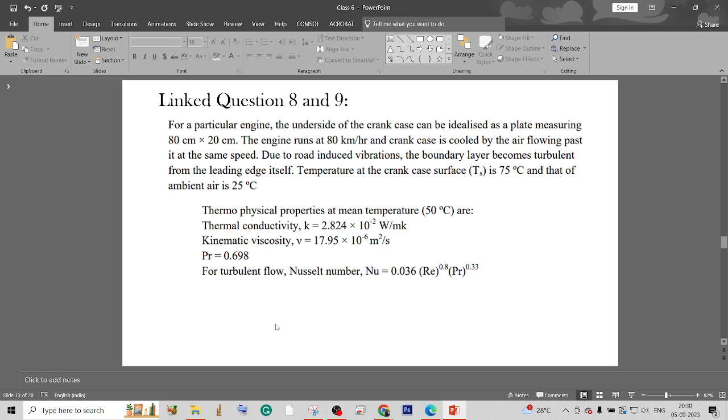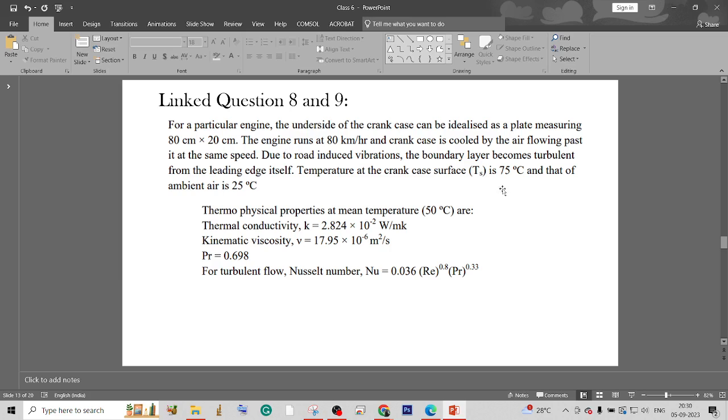For a particular engine, the underside of the crankcase can be idealized as a plate measuring 80 centimeter by 20 centimeter. The engine runs at 80 kilometer per hour and the crankcase is cooled by the air flowing past it at the same speed. Due to the road-induced vibrations, the boundary layer becomes turbulent from the leading edge itself. The temperature at the crank surface is 75 and the ambient is 25, and the properties are given. So this is the information provided for question number 8 and 9.